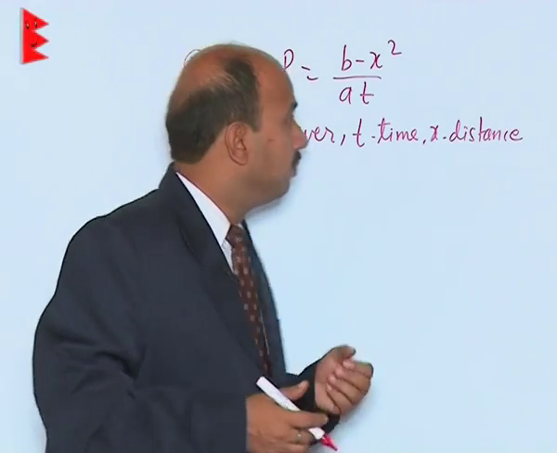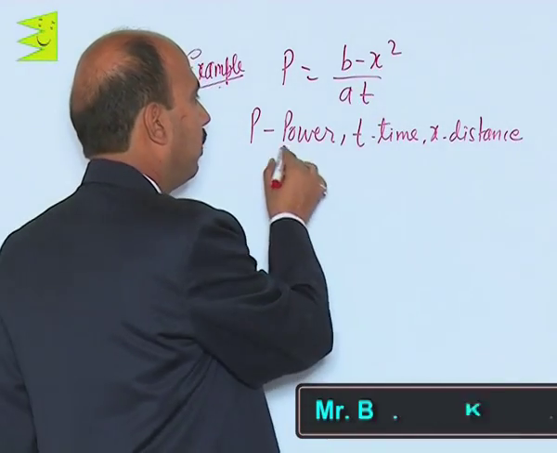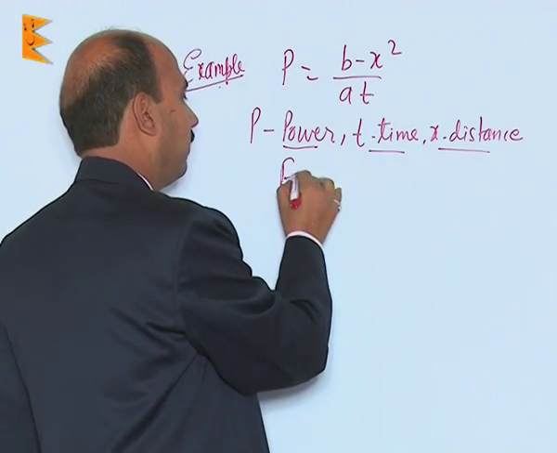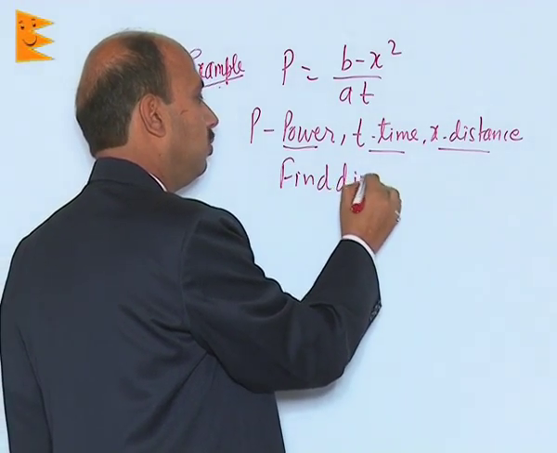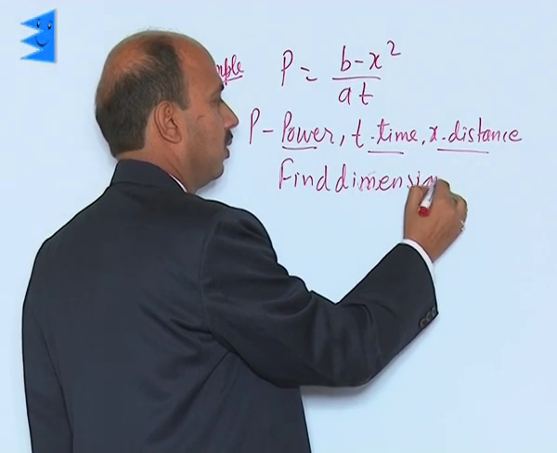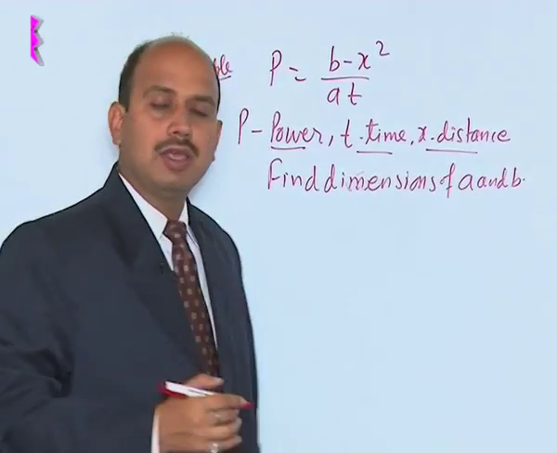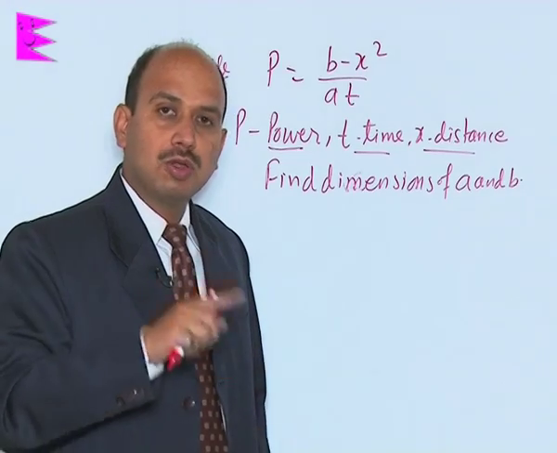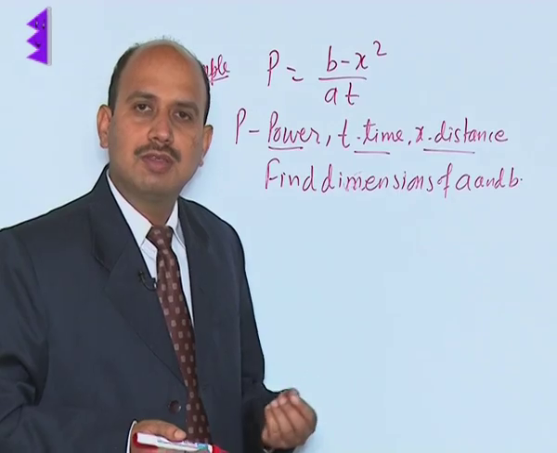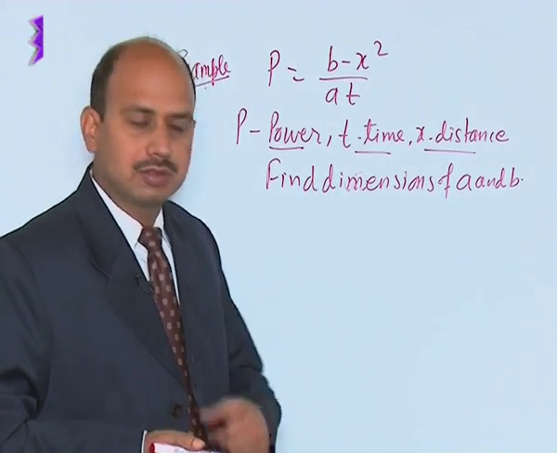Now, see next example, where P is equal to B minus x square upon A T, where P is power, T is time, x is distance. You have to find dimensions of A and B. Now, see this example is actually based on the fact that only like quantities can be added or subtracted. It means two quantities having the same dimensions can be added or subtracted.